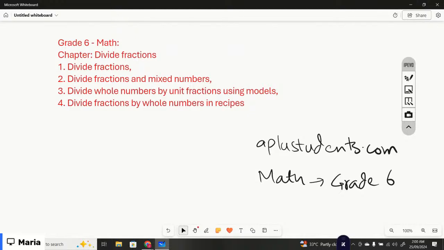We're going to start with the chapter divide fractions. The lessons we're going to cover today are divide fractions and mixed numbers, divide whole numbers by unit fractions using models, and divide fractions by whole numbers in recipes. So please make sure you have your notebook and pencil so that you can note down the important examples and definitions as well.